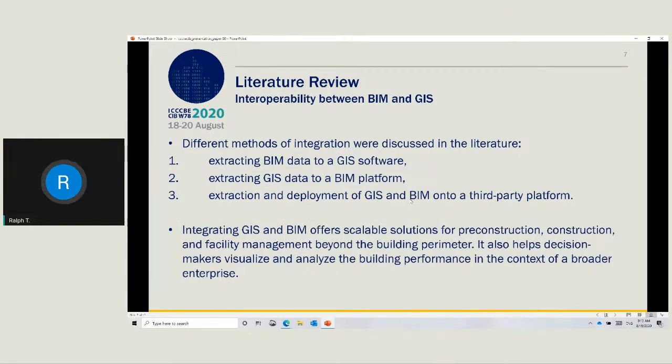This integration has been used in the literature in pre-construction, construction, and facility management. It has been proven to help decision makers visualize and analyze the building performance in the context of a broader enterprise.